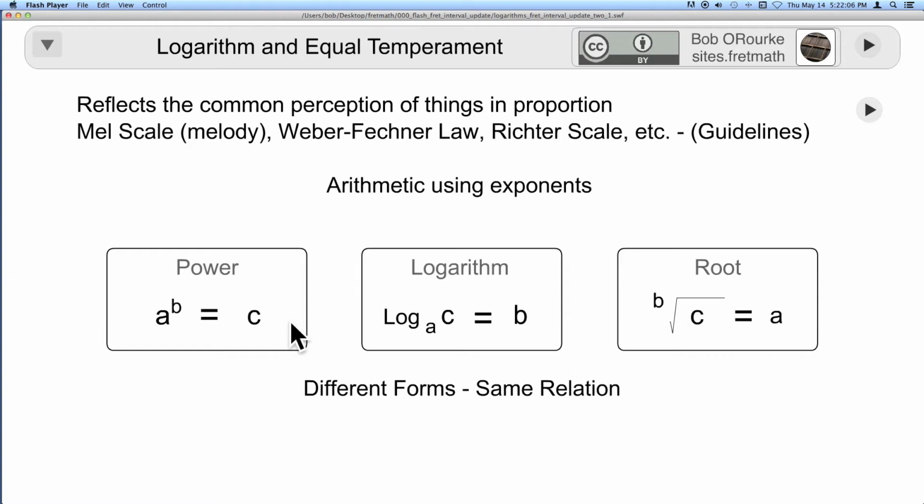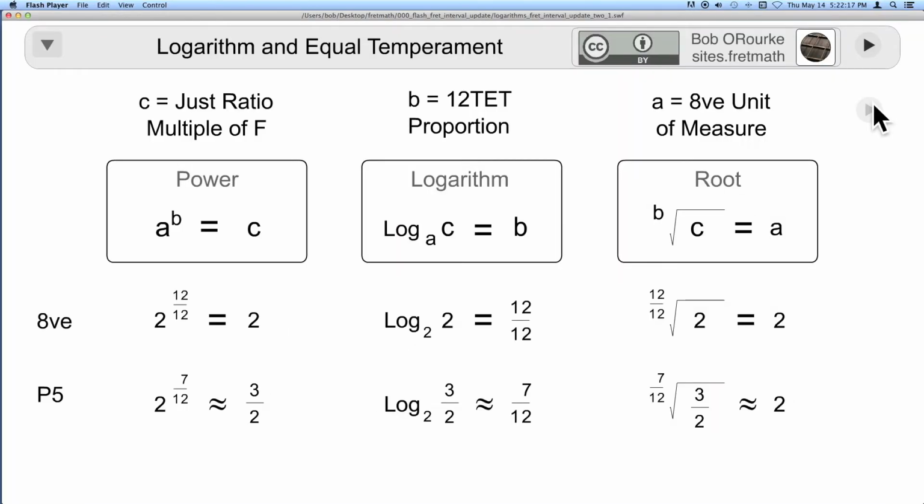Logs, powers, and roots are all different forms of the same relation, all about arithmetic using exponents, and it reflects the common perception of things in proportion. And here are some ideas on how to relate the harmonic ratios with the logarithmic or geometric ratios. Jury is still out. I haven't had much comments on these.